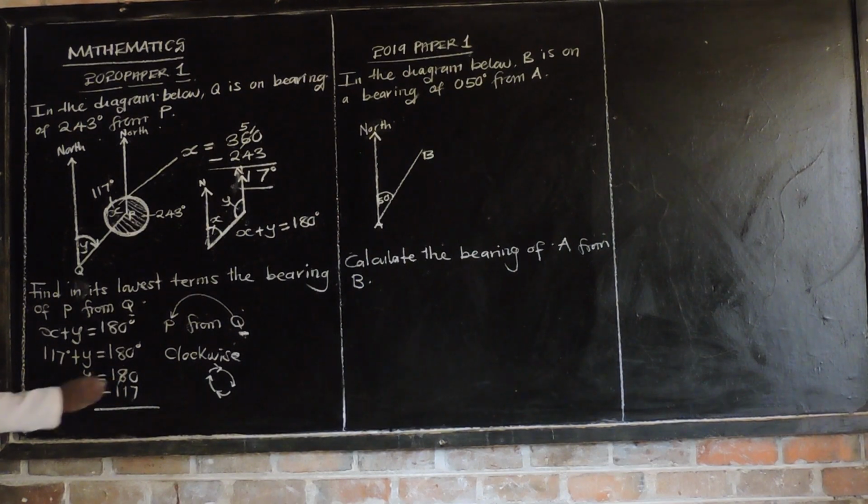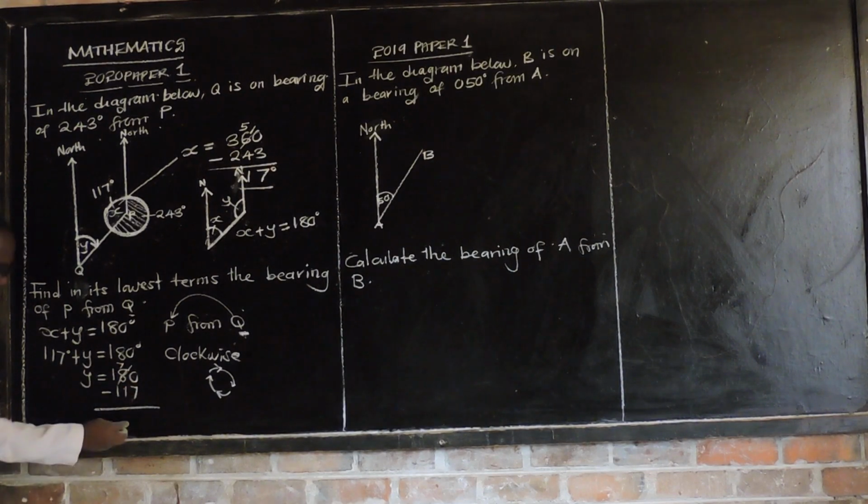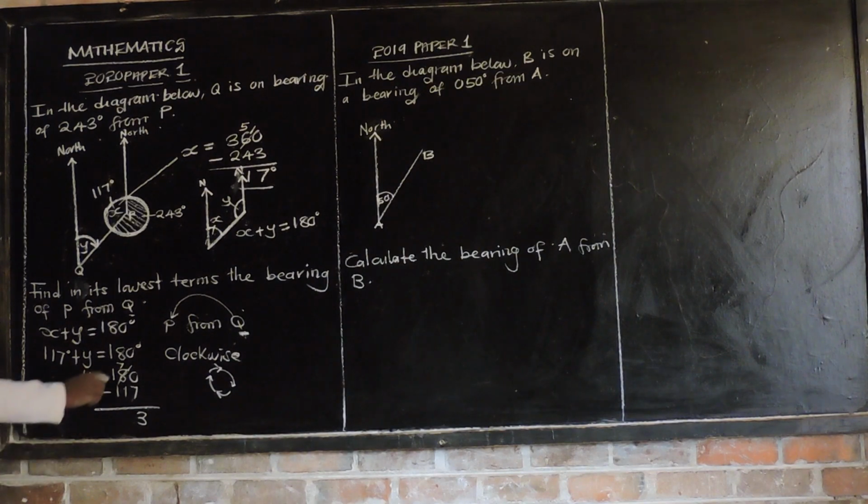Can you get a 1? You're going to borrow, making the 0 here a 10. Then 10 minus 7, you get 3. Then 7 minus 1, you get 6. So you have got 63 degrees.